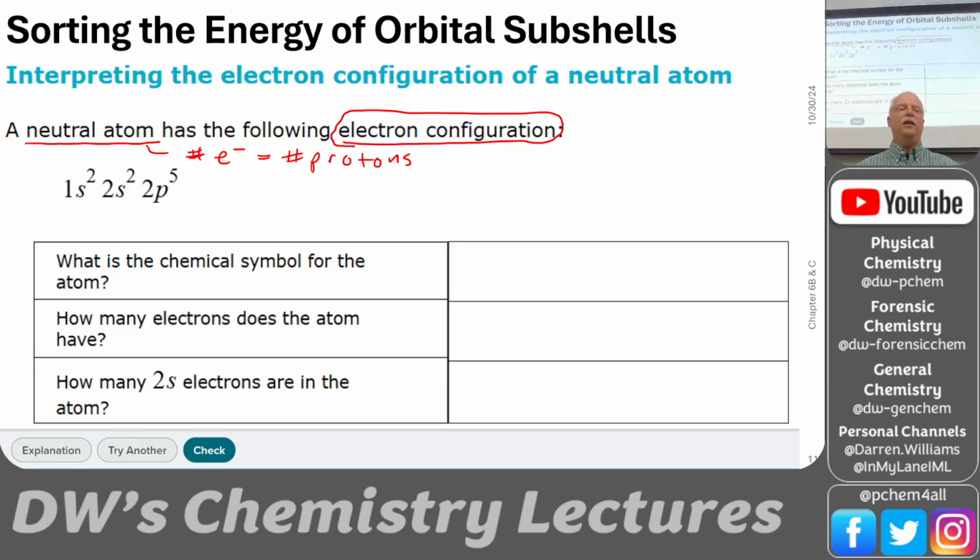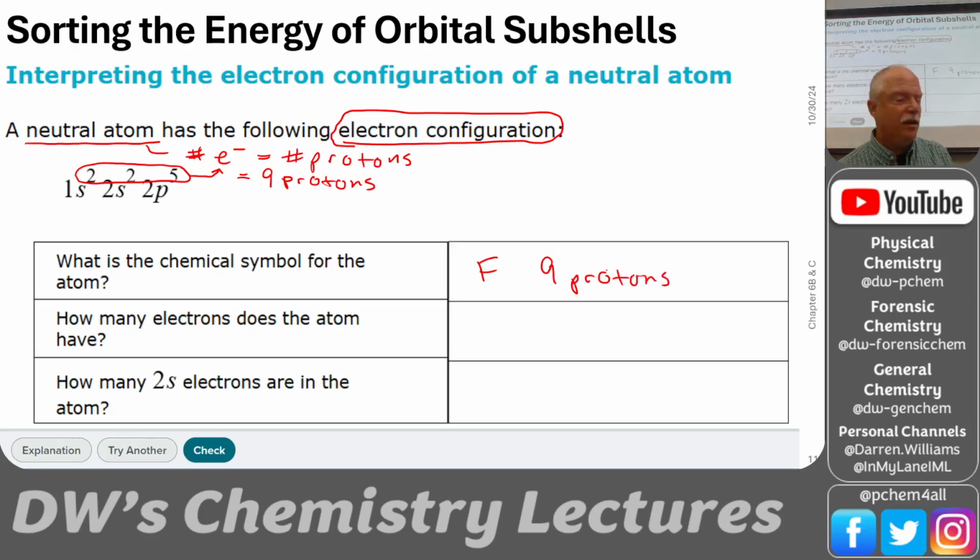Yes. Okay. So these are the number of electrons right here. So 5, 6, 7, 8, 9. So equals 9 protons. All right, so that's simple. We go to the periodic table and we find 9. So that's element F. So this is fluorine. 9 protons. My eyes are bad. Is that correct? Yes. Okay. I need my glasses for that.